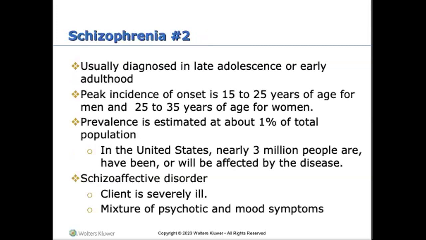All right. So, schizophrenia. As I said, the DSM-5 criteria has very specific things that need to be met for somebody to be considered schizophrenic. It is usually diagnosed in late adolescence and early adulthood. Rarely does it manifest in childhood before the age of 5. Peak incidence is about 15 to 25 for men, 25 to 35 for women. It's estimated that 1% of the world population is affected. And that translates into nearly 3 million people in America who are, have been, or will be affected by the disease.